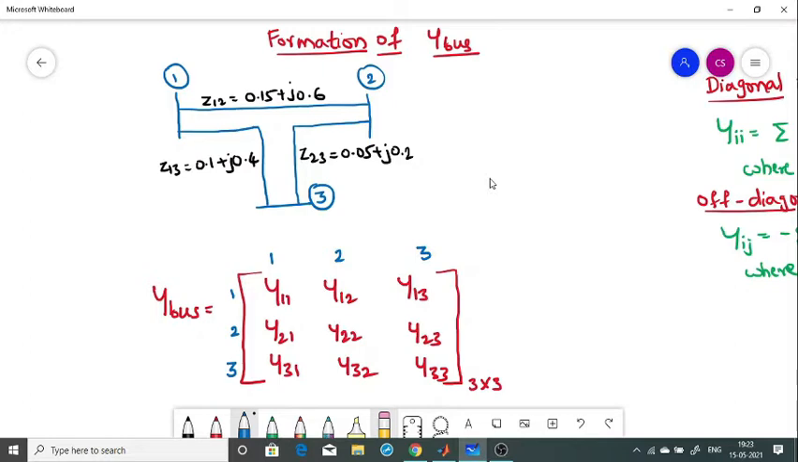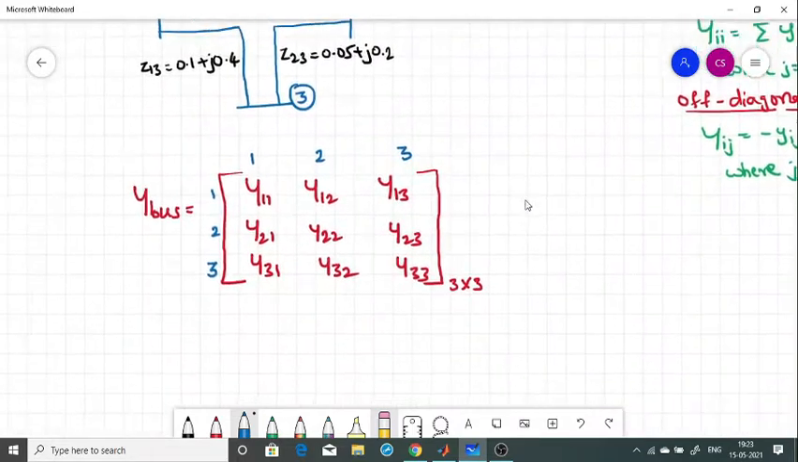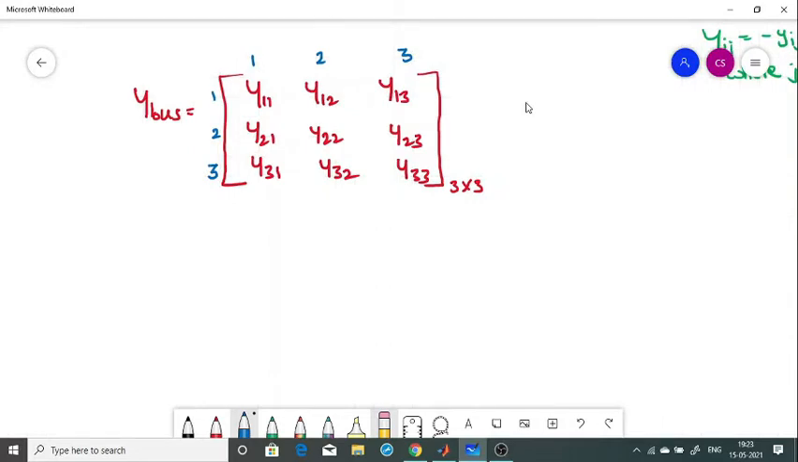Our objective is to find these elements. If we successfully find these elements, that means we have completed the formation of the Y-bus. So now let us check how we are going to find these elements, starting with the diagonal elements. The given power system network is in terms of impedance values, so we will first convert those impedance values into admittance values.